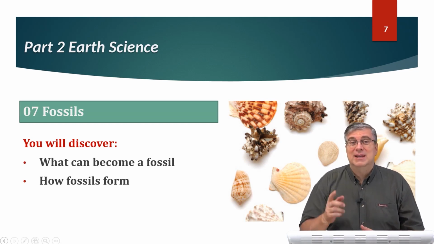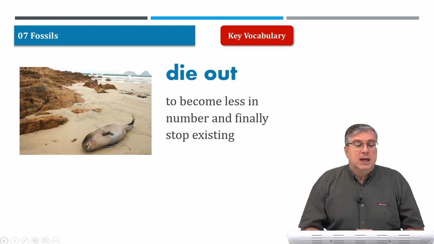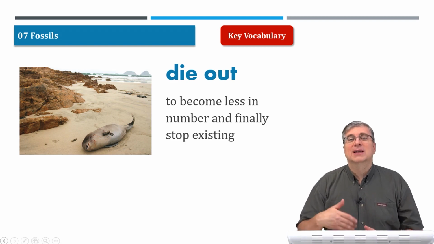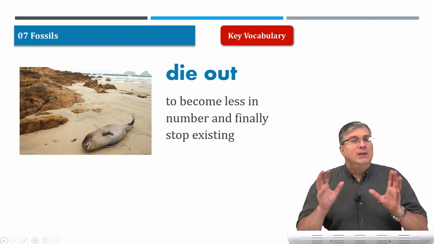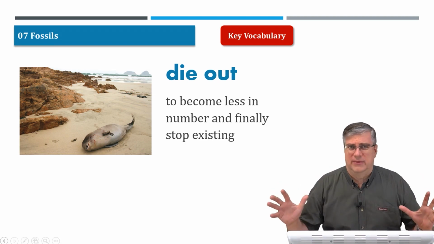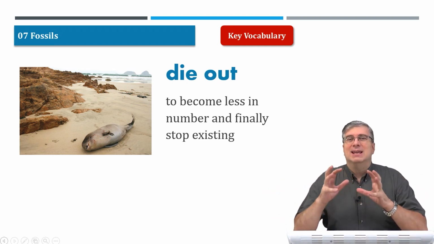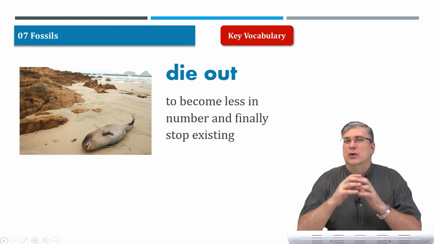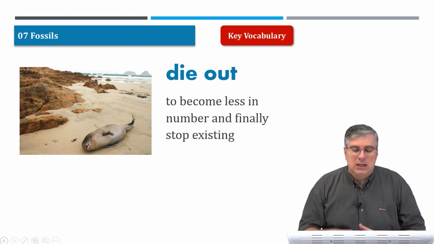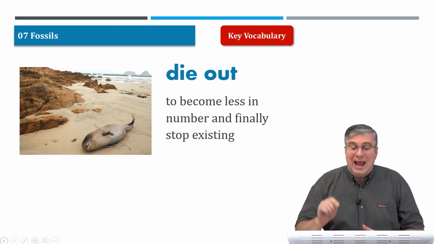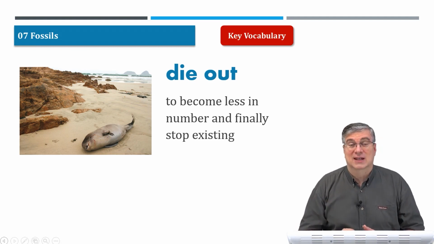Okay, as usual, let's begin with the vocabulary. Our first vocabulary word or phrase is die out. Die, that's a sad word, right? It means something stops living. But when you talk about a whole group of things, like maybe a whole species or many individuals in a large group, they all die at the same time. You can say to die out. Die out means to become less in number and finally stop existing.